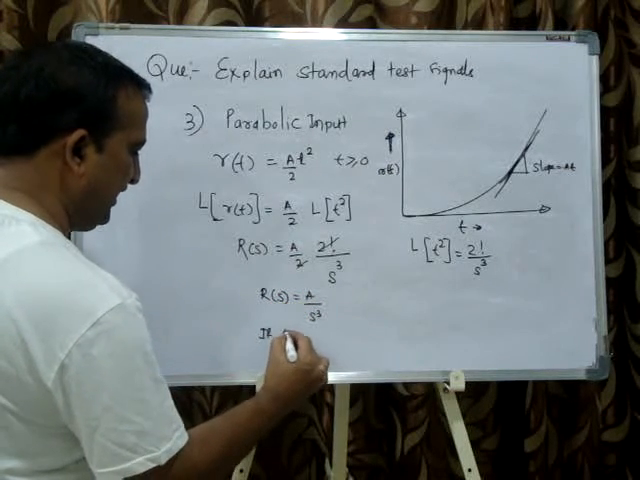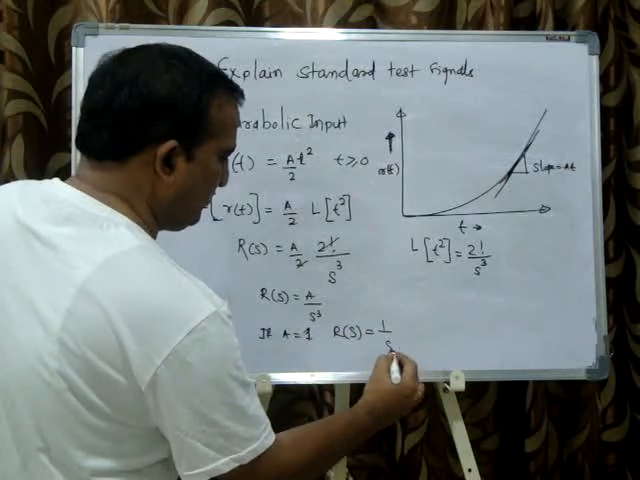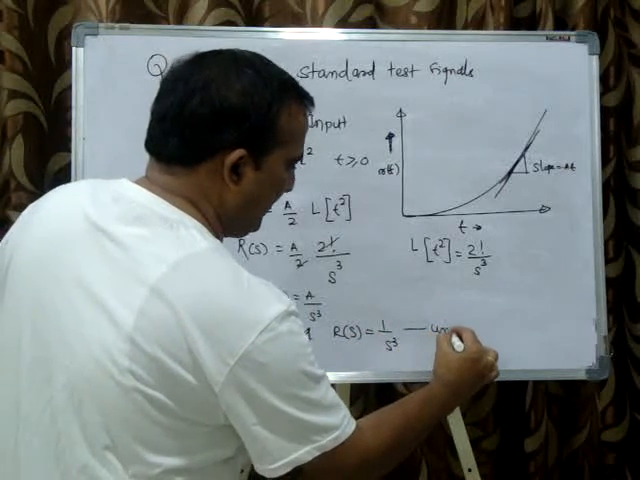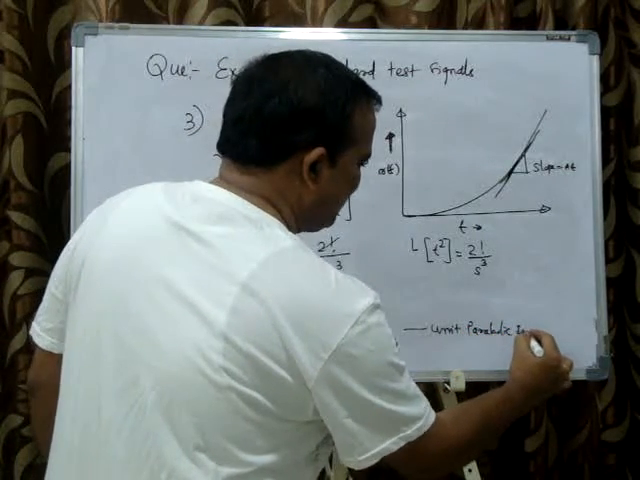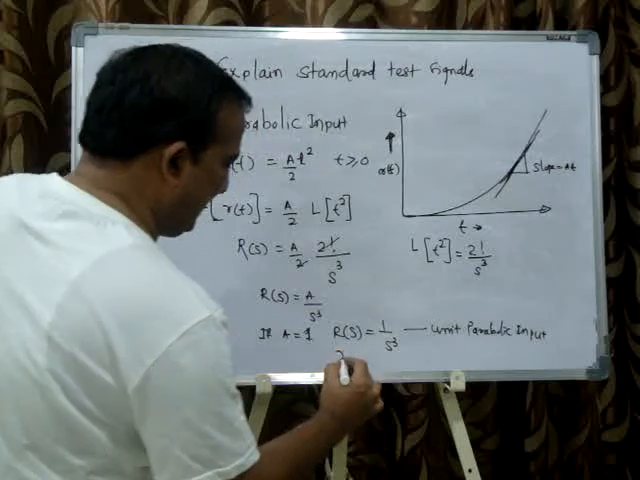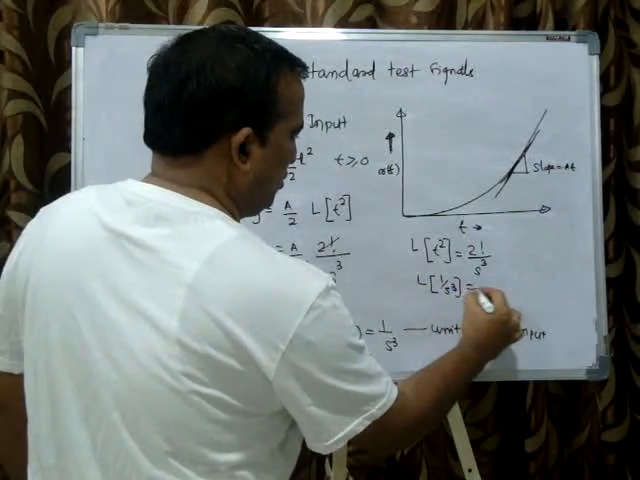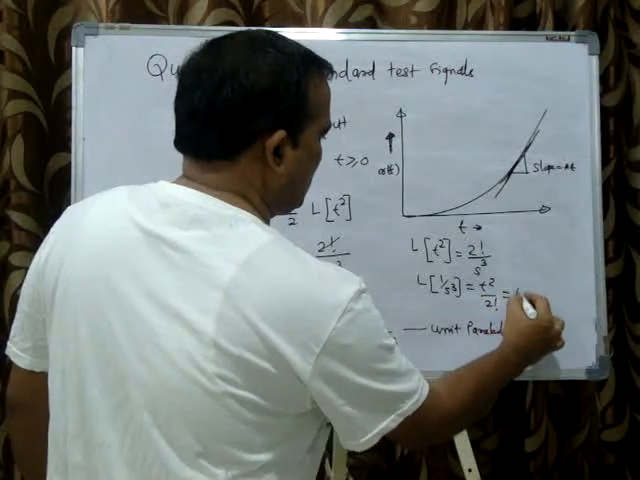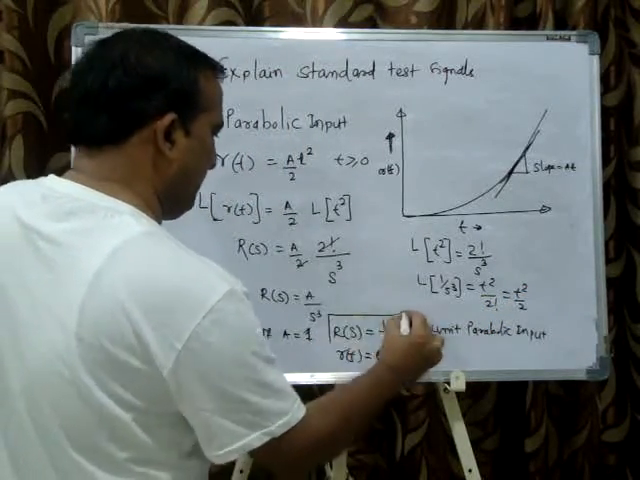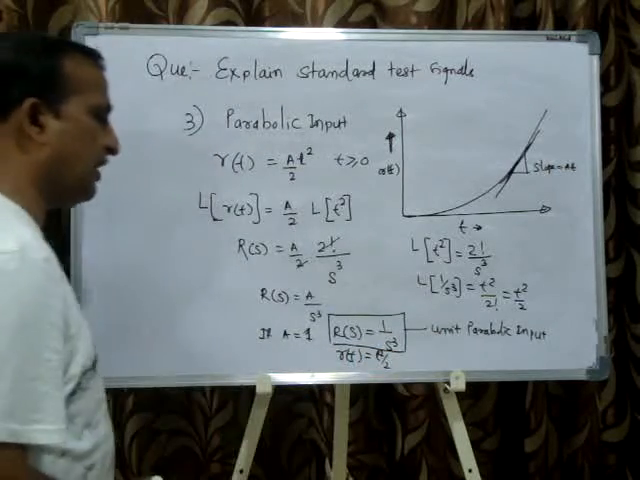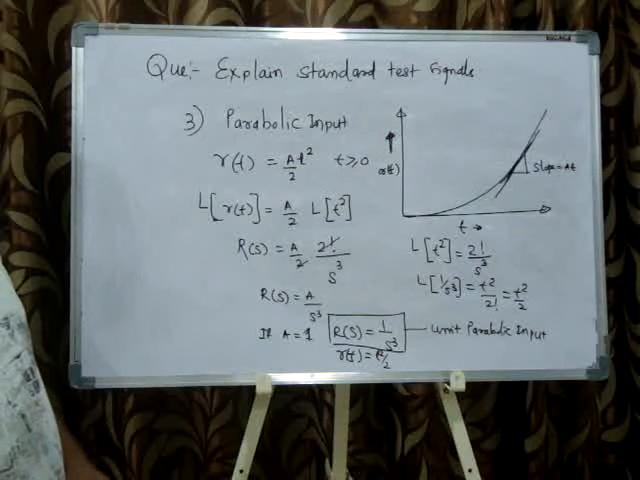If a equal to 1 suppose, then R of s equal to what? 1 by s cube. What is this? Unit parabolic input. I can write in t also, the time domain, Laplace inverse of 1 by s cube is equal to t square by 2 factorial, that is t square by 2. Here I can write t square by 2, but I have to remember the s form, R of s equal to 1 by s cube. It is called parabolic input.